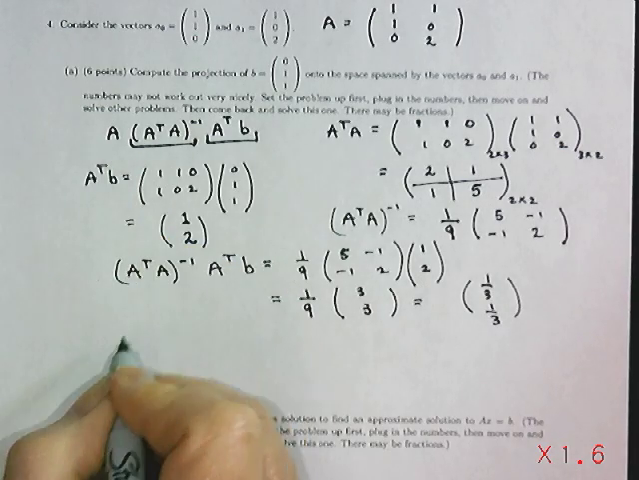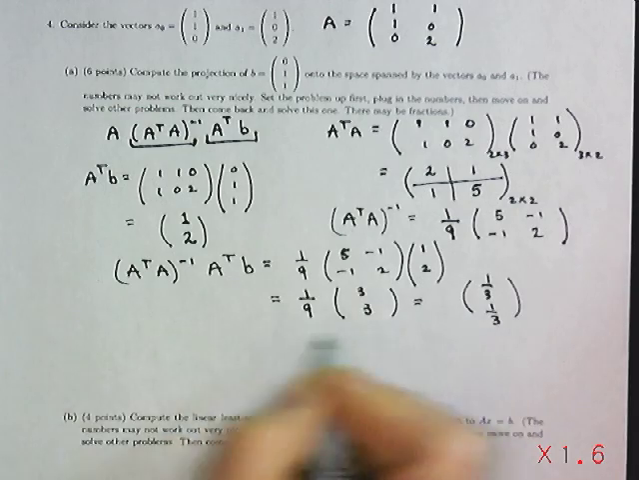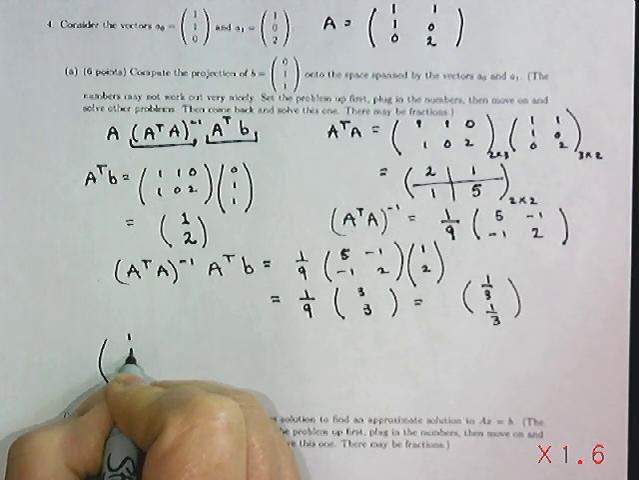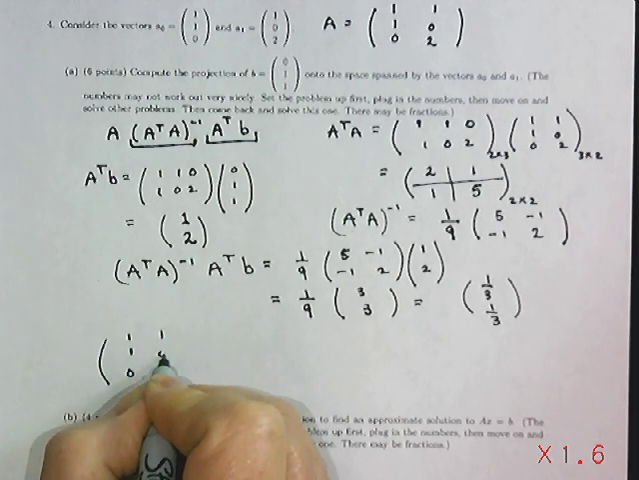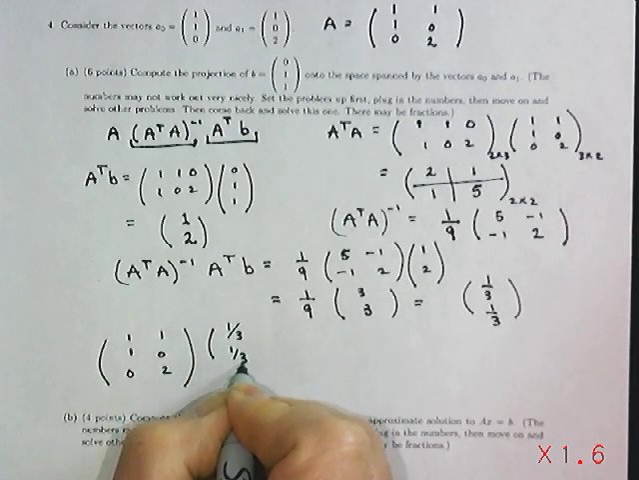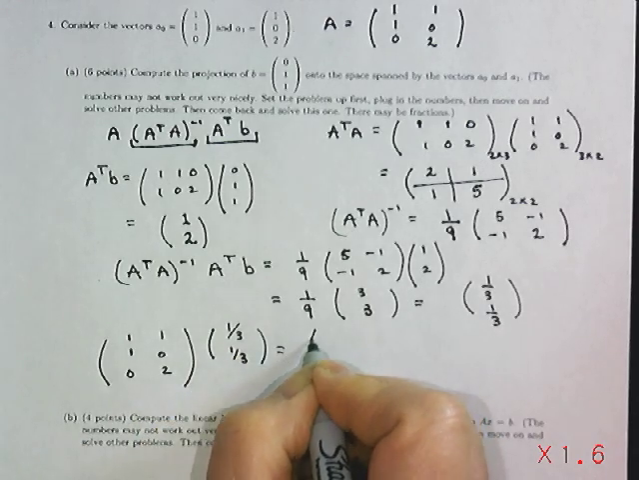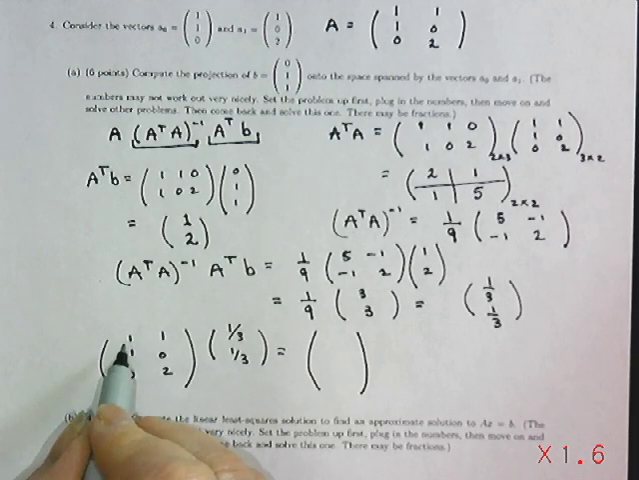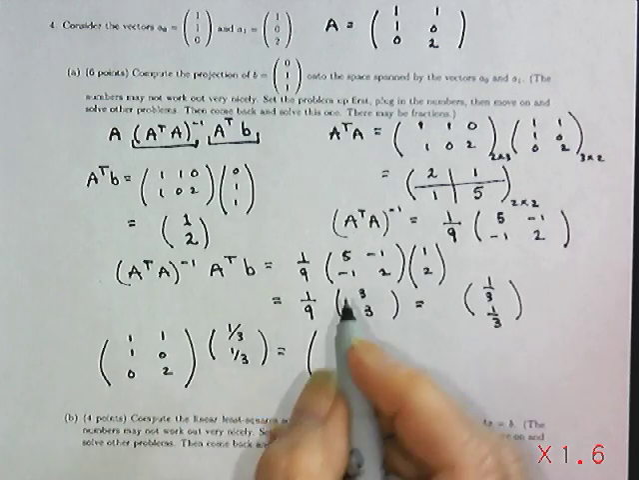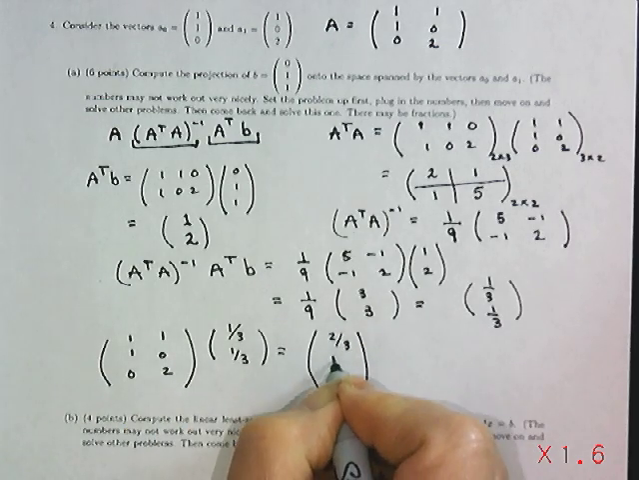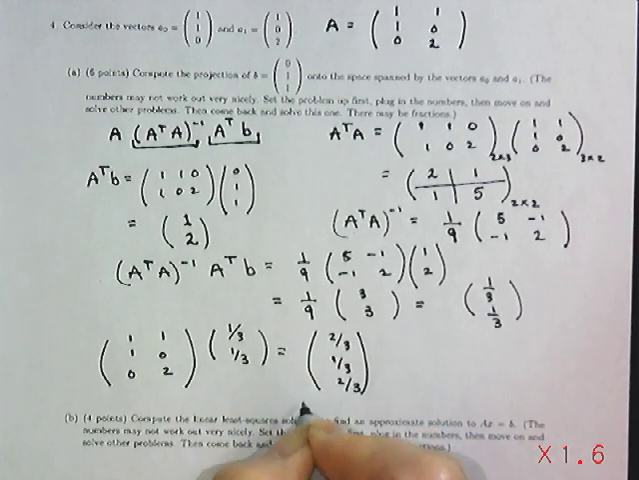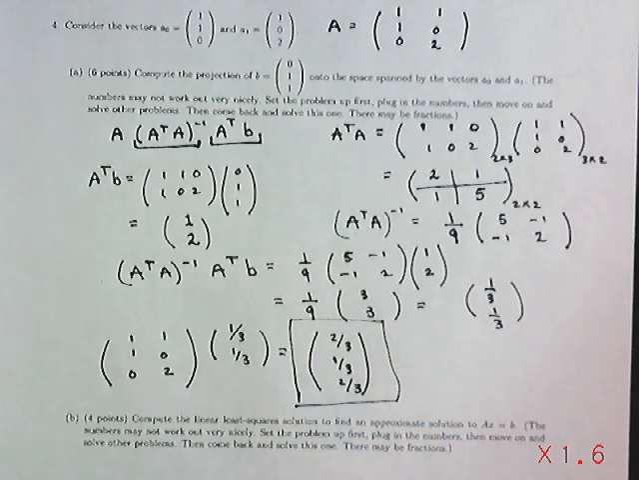Now, in order to find the projection, I'm supposed to multiply this by A. So that means I take the matrix with column 1, 1, 0 and column 1, 0, 2 and multiply it by 1/3, 1/3, and the result is going to be the vector with entries 1/3 plus 1/3 or 2/3, 1/3 plus 0, and 0 plus 2 times 1/3, which is 2/3. So this will be the projection.